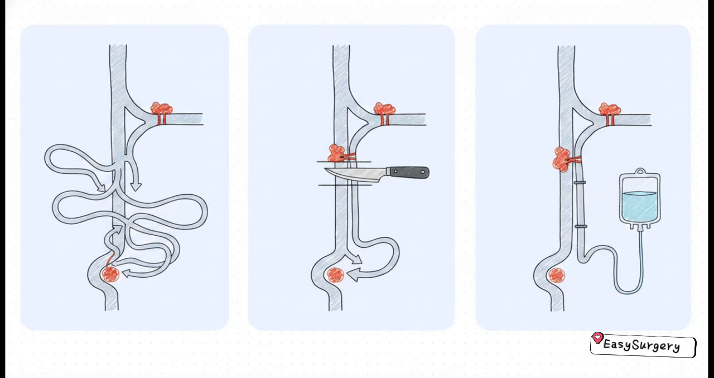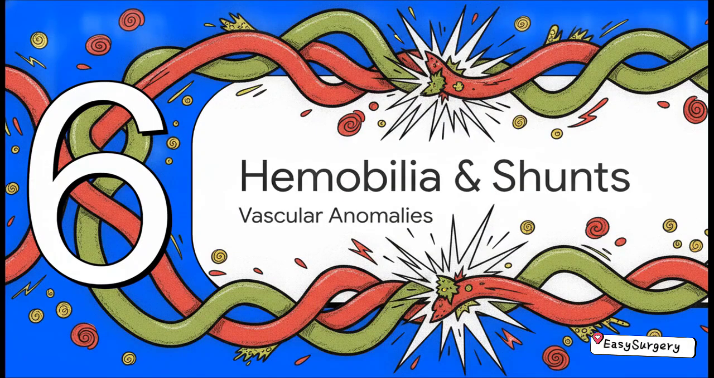Less than 30% of these patients present with resectable disease. For the vast majority, we have to shift gears to palliative care. We manage their severe jaundice by stenting via ERCP or doing a percutaneous transhepatic biliary drainage, usually alongside some gemcitabine chemotherapy. Okay, home stretch. Section 6, hemobilia, bilhaemia, and shunts.